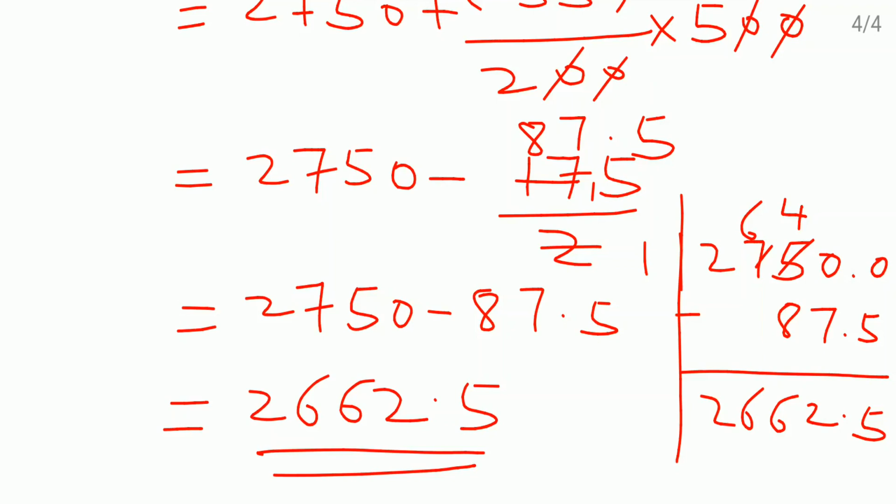So the mean is rupees 2662.5 and the mode is rupees 1847.83. Correct? I hope all of you understood this sum. Thank you.